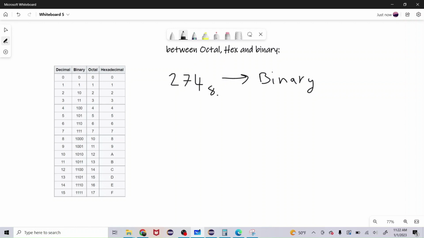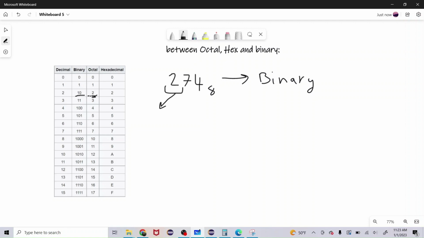So if we look at this value, 274, in octal, to convert this to binary, we just look at each digit, so we start with the 2, and we convert that to its binary equivalent. So octal is represented in bits of 3, so we can take the 2 and look at the chart. We can see that in octal, 2 is equivalent to 10 in binary. You don't have to memorize this chart. Just make sure you know the value of the octal or hexadecimal value in decimal, and you can always convert.